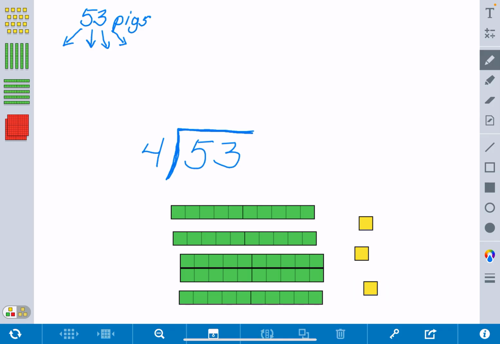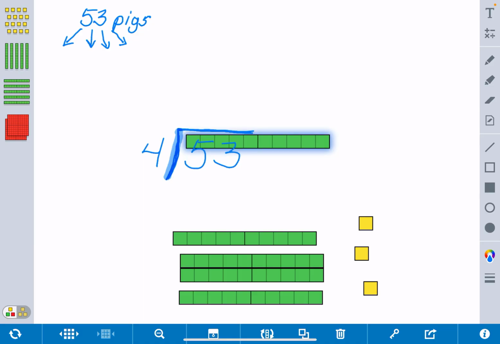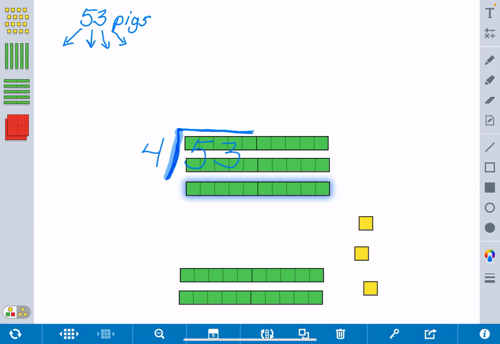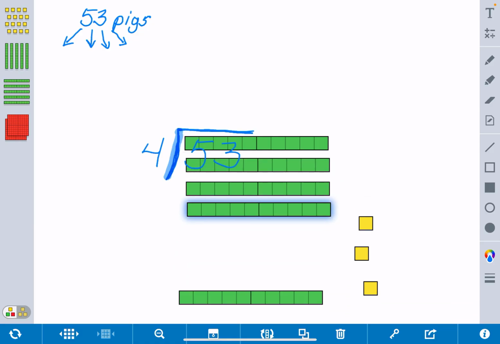So I'm going to make 4 rows right here to show those different pig pens. So here's going to be 10 pigs going into one of those pens. Here's a second pen, and a third pen, and a fourth pen. So these 4 rows represent my 4 pig pens. Those are my 4 pig pens.